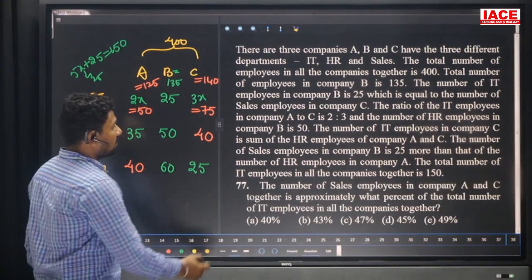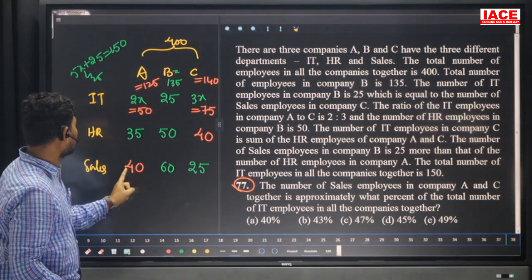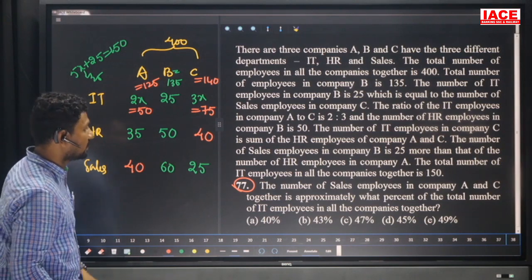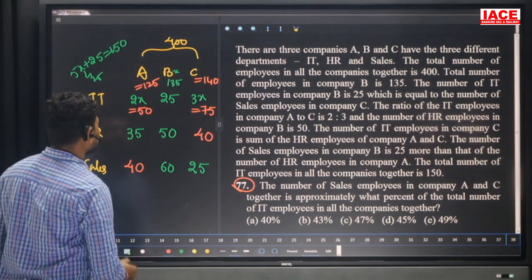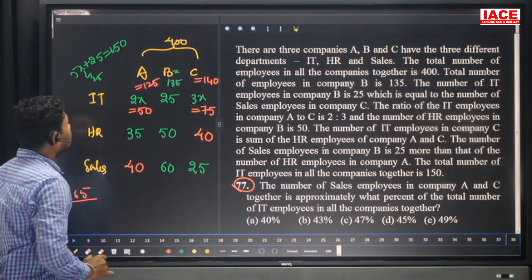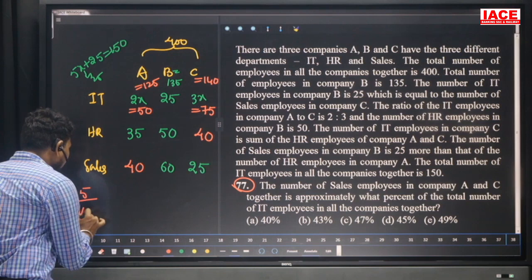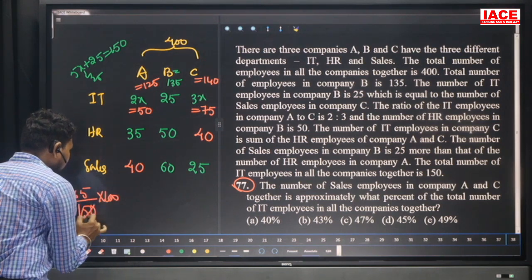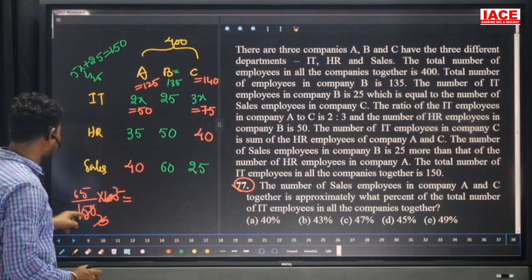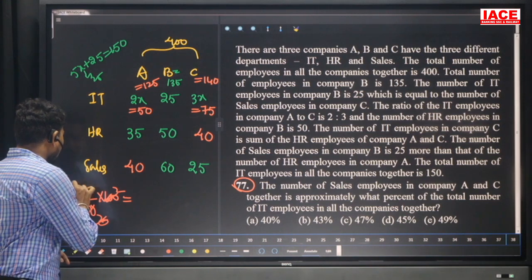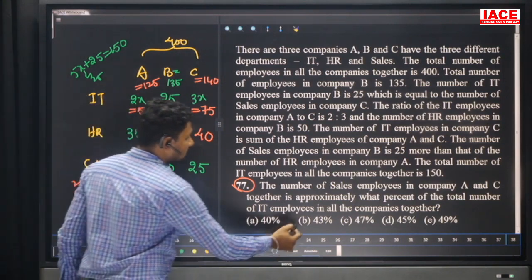Here, the number of sales employees in company A and C together, 40 plus 25 is 65, is approximately what percentage of the total number of IT employees in all the companies together? So, 65 is what percentage of IT employees together? Here, 25 plus 50, 75, 75 plus 75, 150 into 100. Approximately 3 how many times? 21 twos is equal to 42 percentage. Approximately 43 percentage.